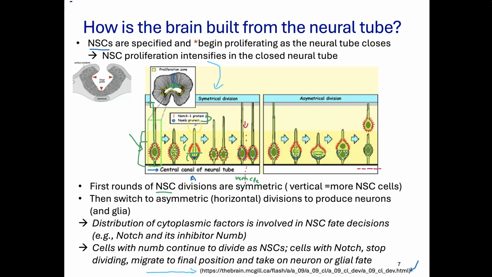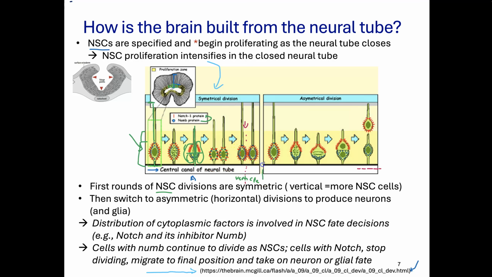So some of the earliest cell divisions that happen are what we would call vertical cell divisions. So when the cells divide, both cells contain some Notch and some Numb, and so that keeps them at the stem cell fate, and they remain stem cells. And so this is the symmetrical division, and this is the proliferative part, where you have lots of cell divisions to form lots of these stem cells.